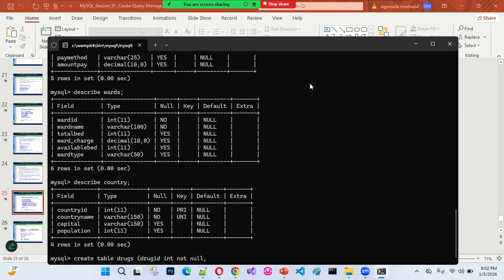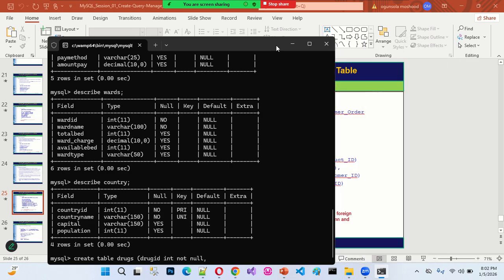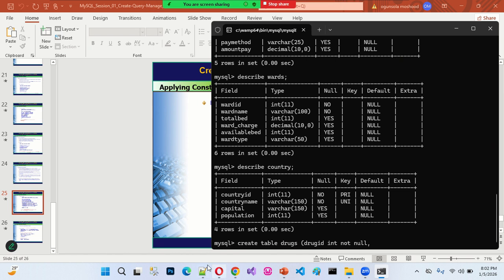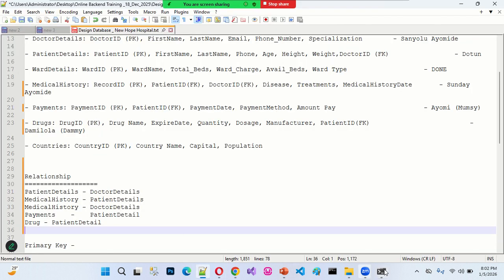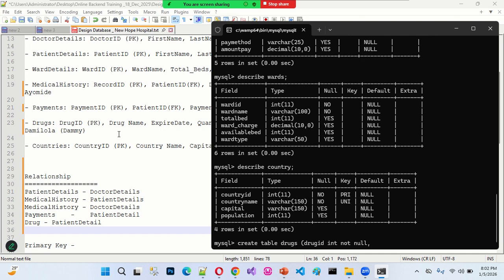And after that again, the next column we have here is going to be drug name. Okay, you say drug name, and that will be varchar. I know drug name can be long, so you can call it 250 letters. Okay, that is it.